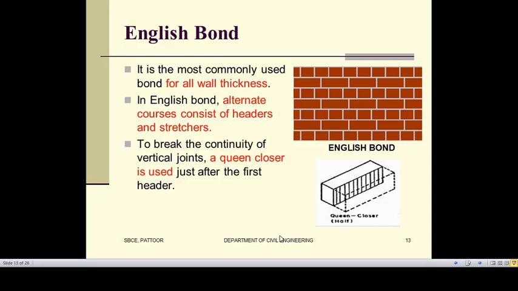Hi students, in this video I am going to explain about English bond and Flemish bond. In the previous video we have studied different terms and definitions used in brick masonry, as well as the first two types of brick masonry, which were stretcher bond and header bond.